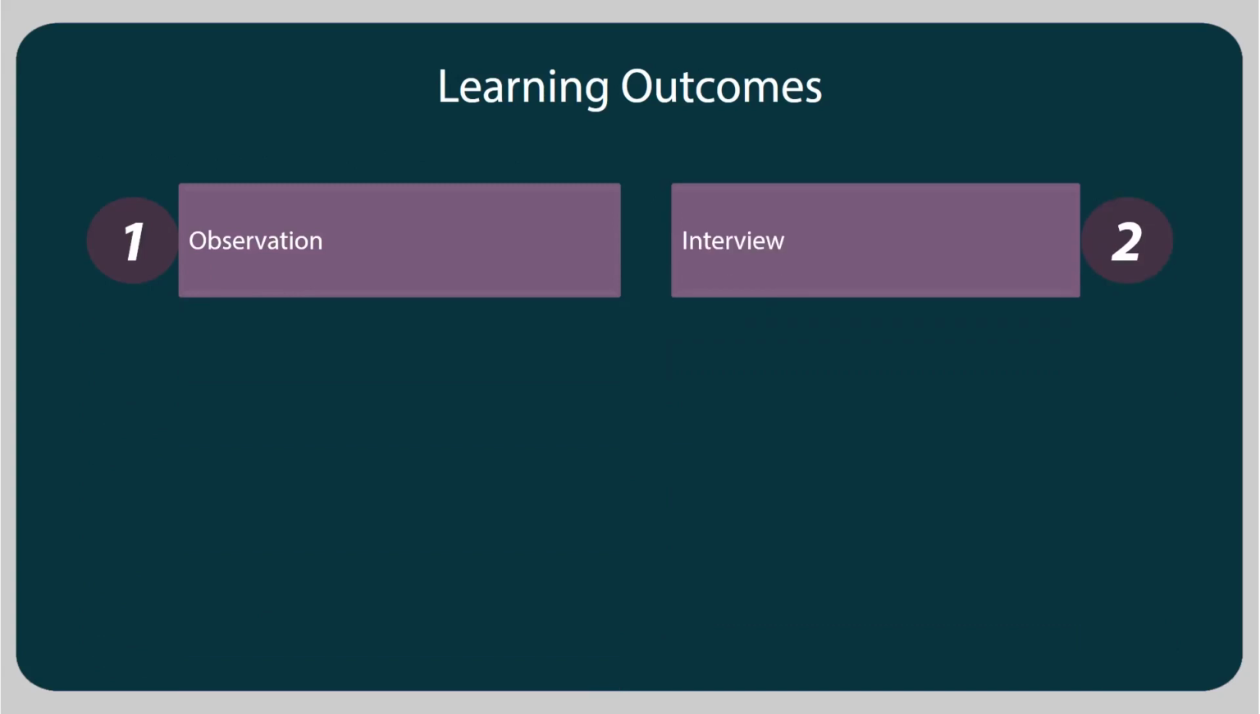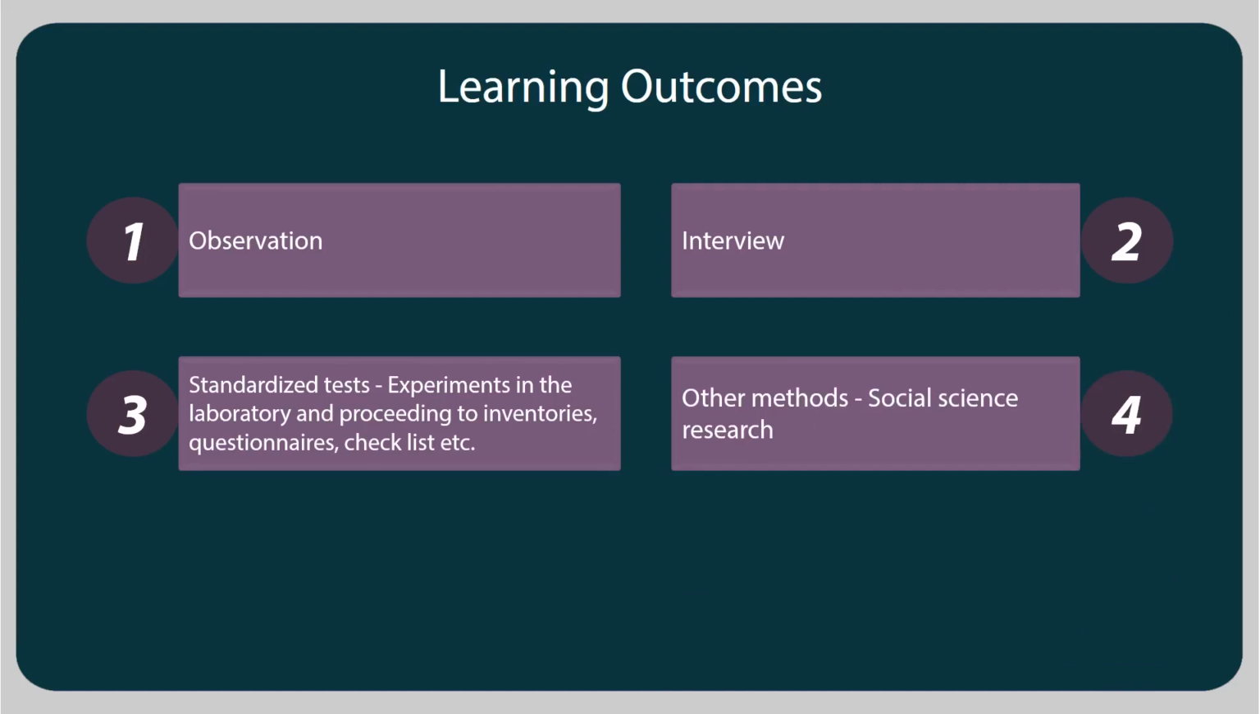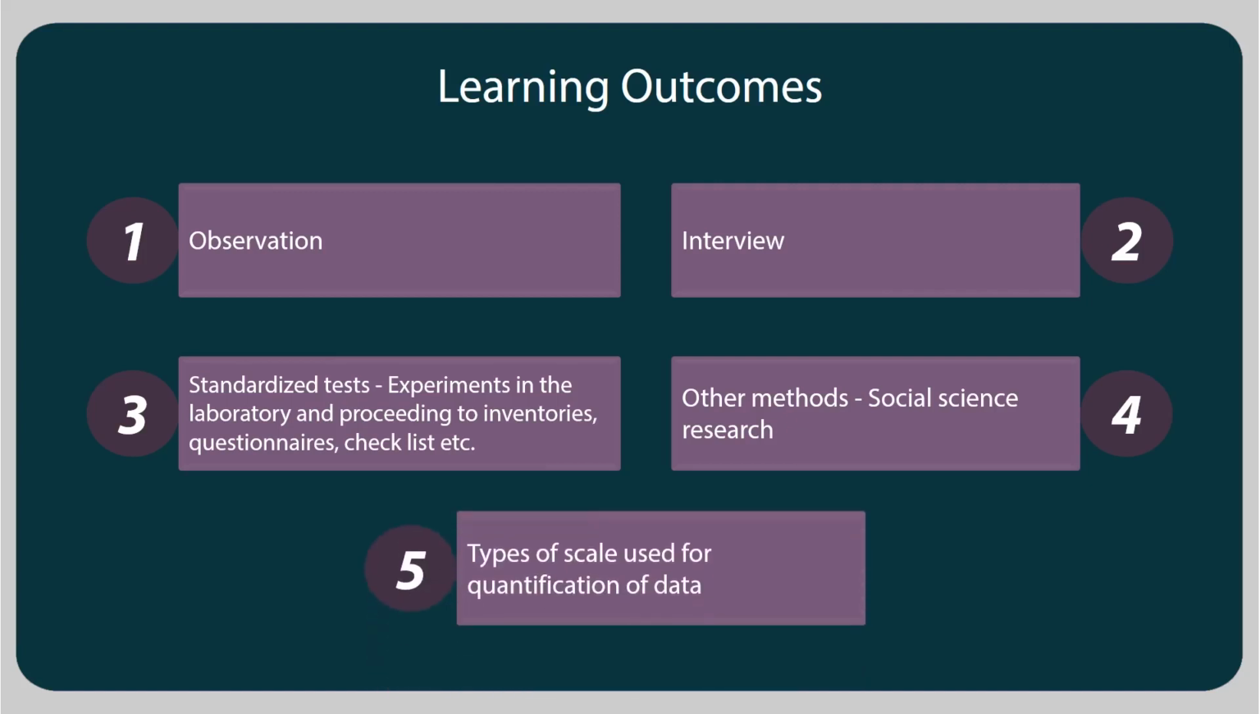research, namely observation, interview, standardized tests, beginning with experiments in the laboratory and proceeding to inventories, questionnaires, checklists, etc. Besides various other methods that are used in social science research. Finally, the module will also elucidate some of the important aspects of various types of scales that we use for quantification in social science field.